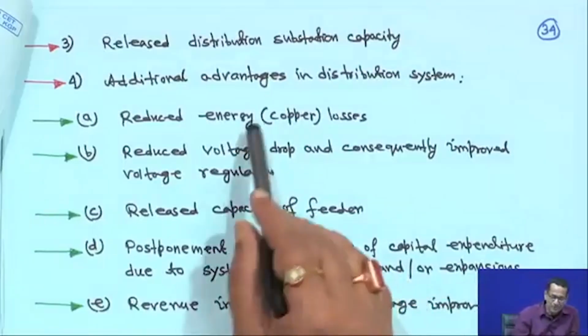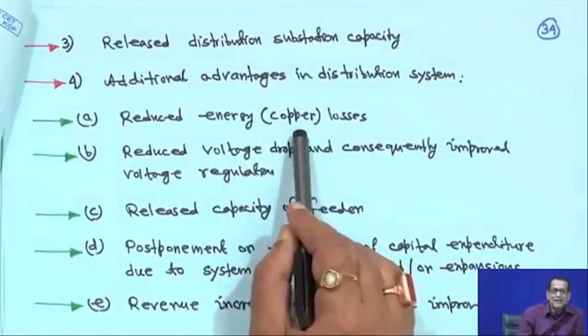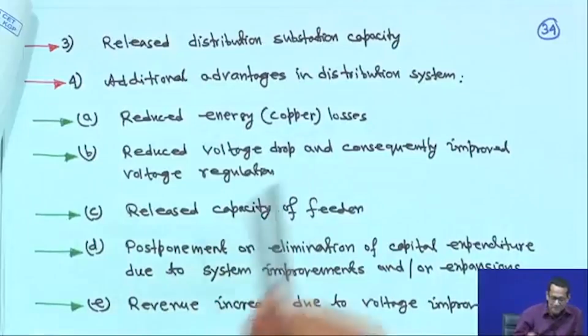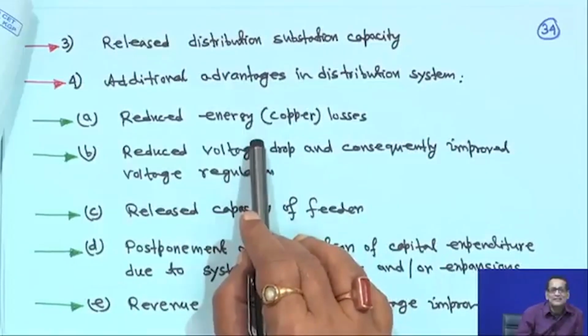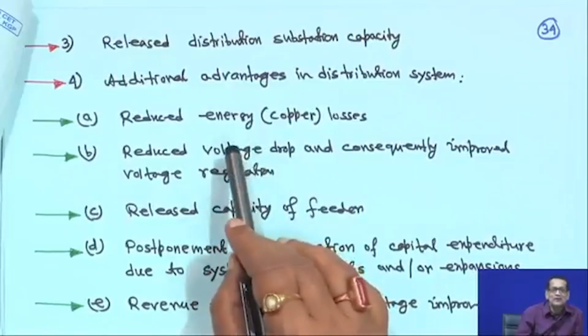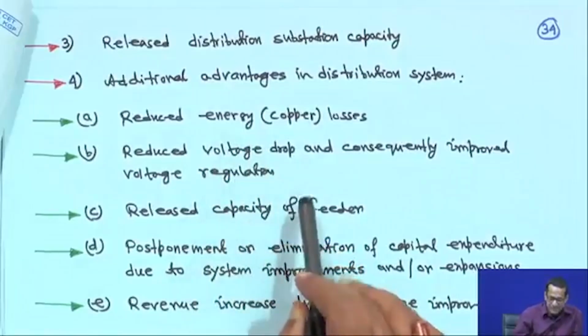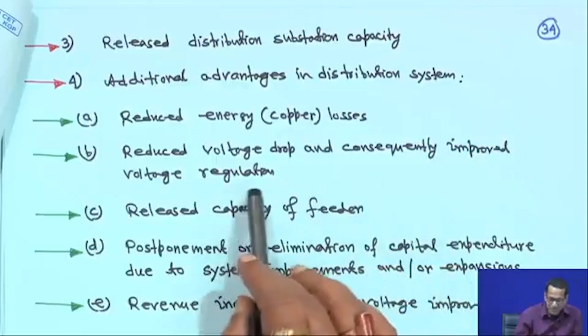So, whatever power losses there will be, multiply by time. That will be your energy loss. Naturally, as I square R loss decreases, energy loss is also decreasing, because the system is on for 24 hours. They reduce voltage drop and consequently improve voltage regulation.